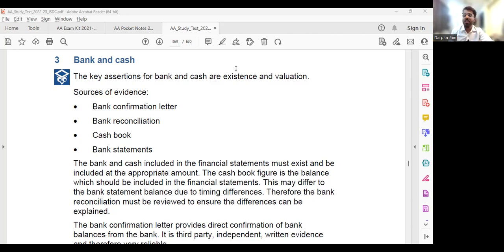Similarly, there can be the reverse situation also. What is the reverse situation? Check received but not sent for collection. Let's say you've received a check. When you receive the check, you record that in the books of accounts, right? You record that you've received that particular check. Correct? But that check has still not been sent to the banker for collection.